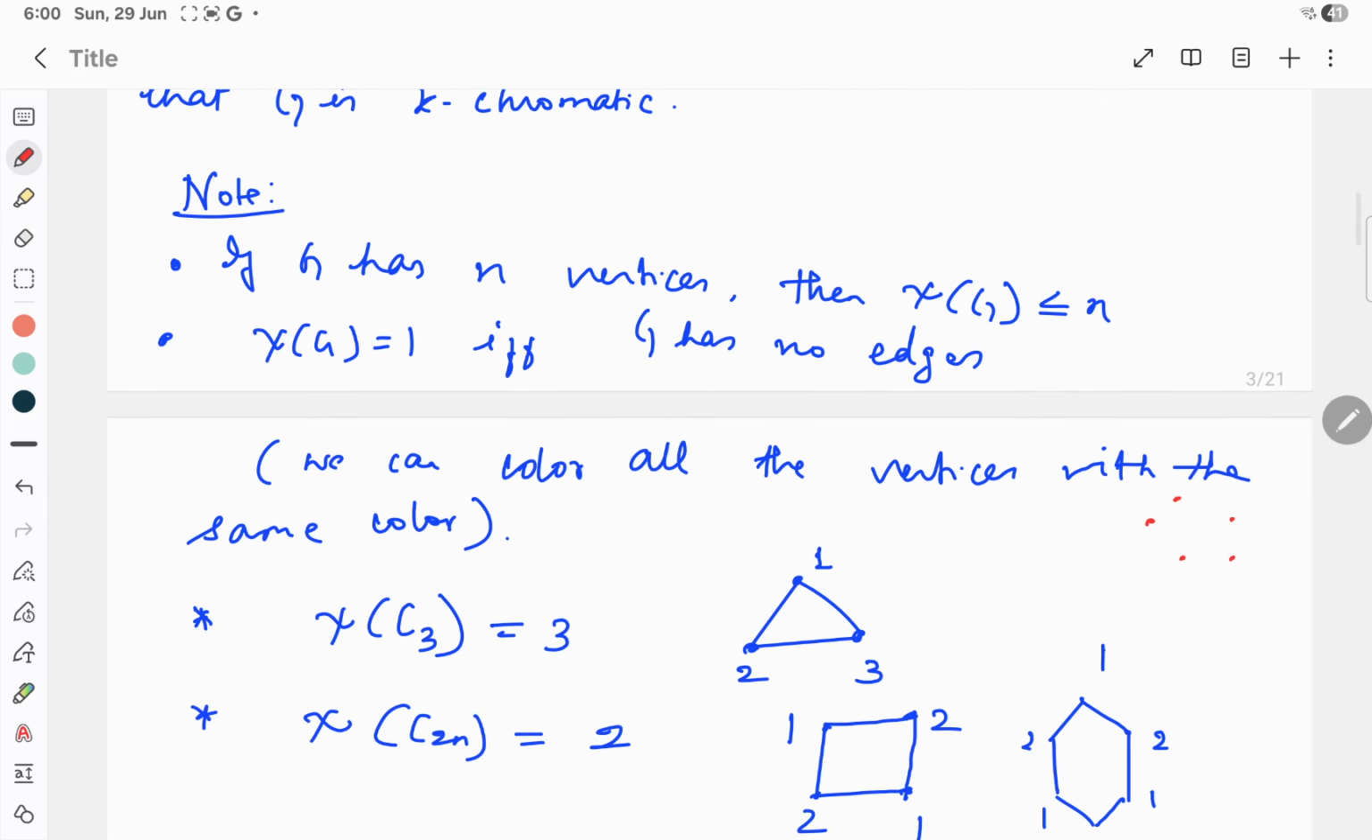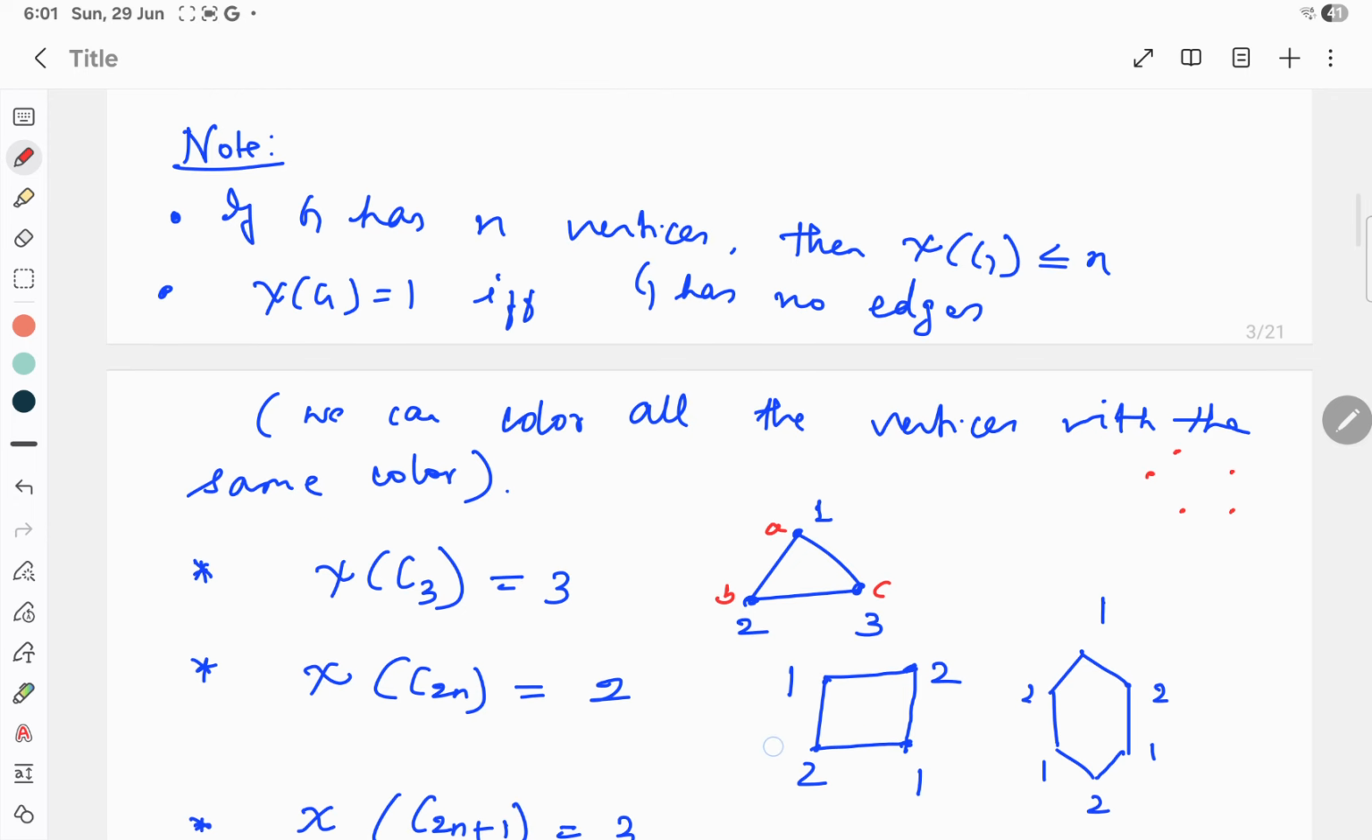Then let us consider a cycle with 3 vertices, C3. The chromatic number of C3 is 3. So I have 3 vertices A, B and C. If A is colored with color 1, B should be colored with a different color, say 2, and C is adjacent to A as well as B. So it cannot take the color 1 or 2, it should be some other color 3. So therefore the chromatic number of C3 is 3.